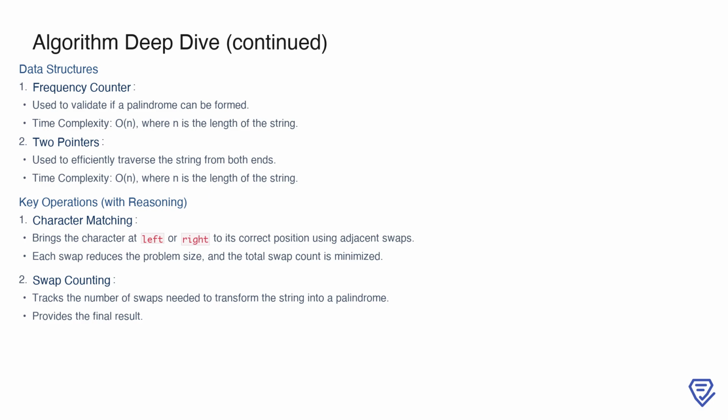The two-pointer approach, on the other hand, allows us to efficiently traverse the string from both ends, also in O(n) time. The core operations of the algorithm include character matching and swap counting. Character matching ensures that the characters at the left and right pointers are brought to their correct positions through adjacent swaps. This process reduces the problem size step by step, ensuring that the total number of swaps is minimized. Meanwhile, swap counting keeps track of the total work done, providing the final result, which is the minimum number of swaps needed to transform the string into a palindrome. These operations work together seamlessly to achieve the desired transformation in an efficient manner.